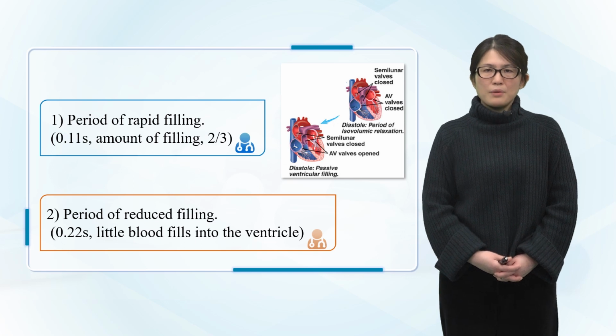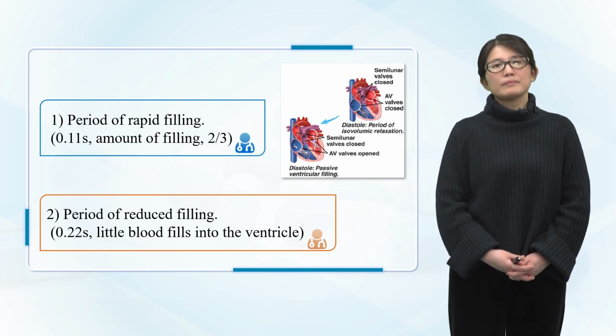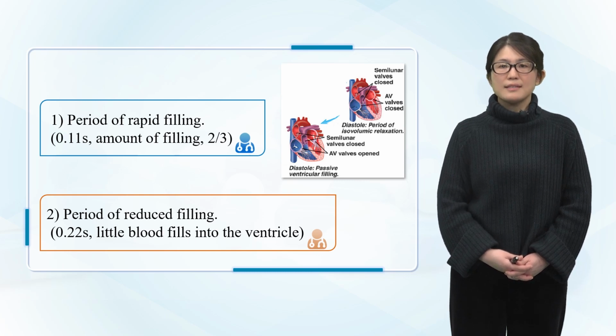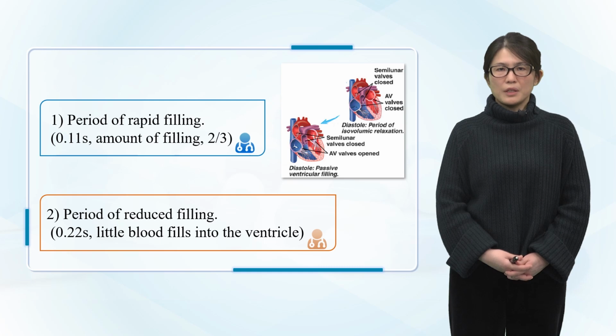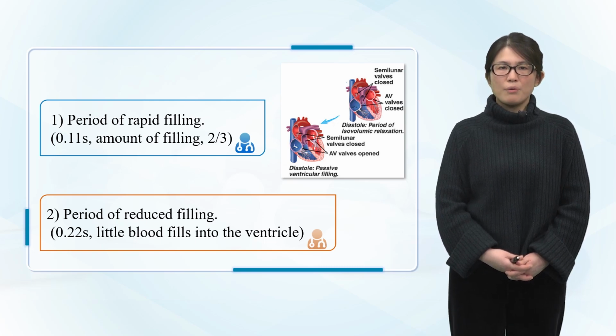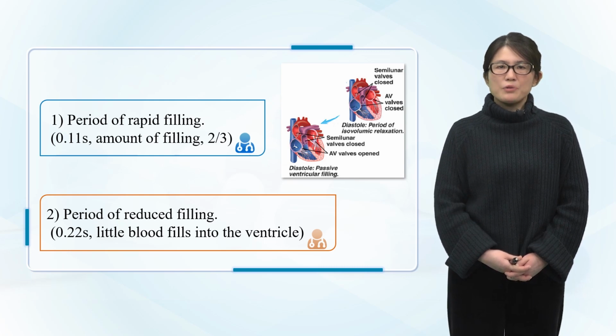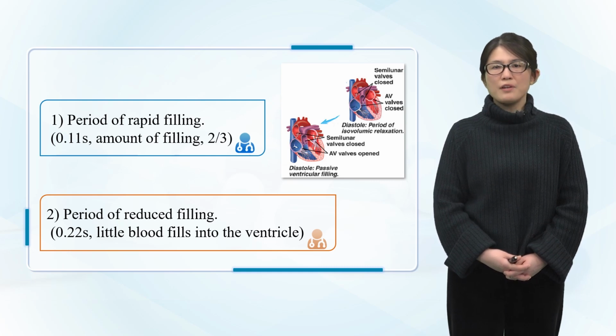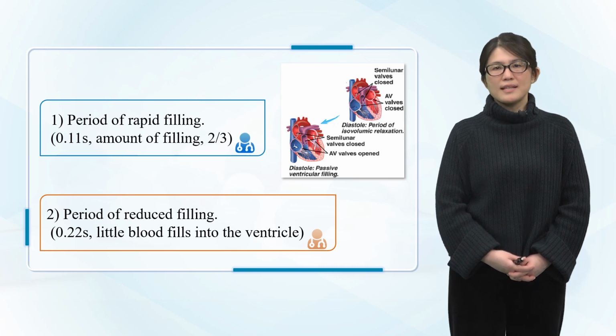Slow filling period. As the blood filling volume in the ventricle increases, the pressure gradient between the atrium and the ventricle decreases, and the speed of the blood entering the ventricle also slows down. Therefore, this period of ventricular diastole is called the slow filling period, lasting about 0.22 seconds.